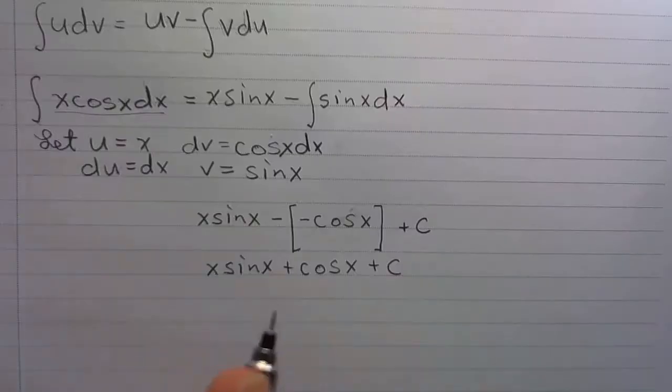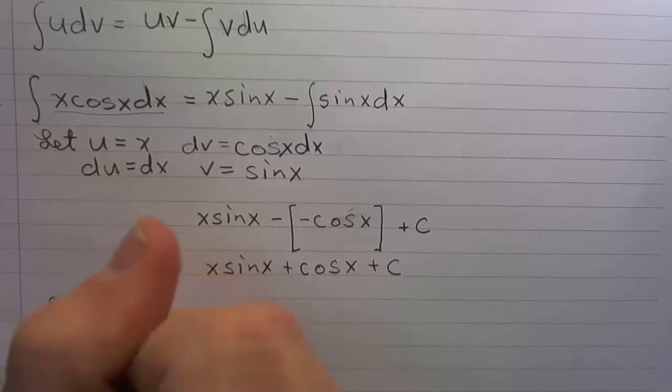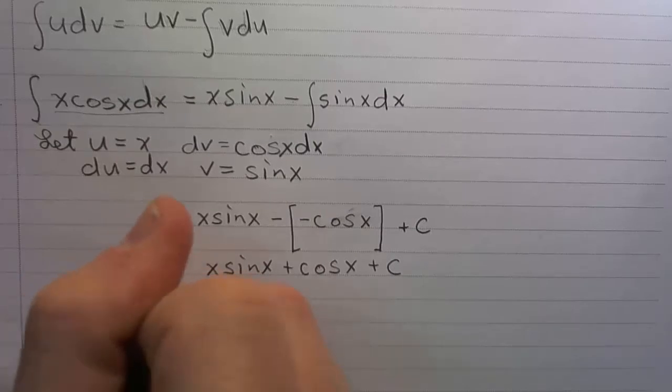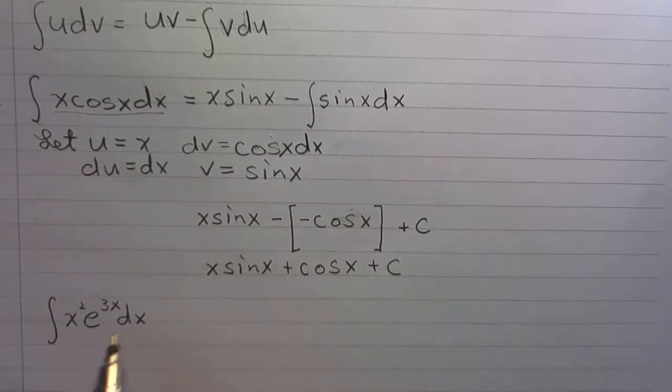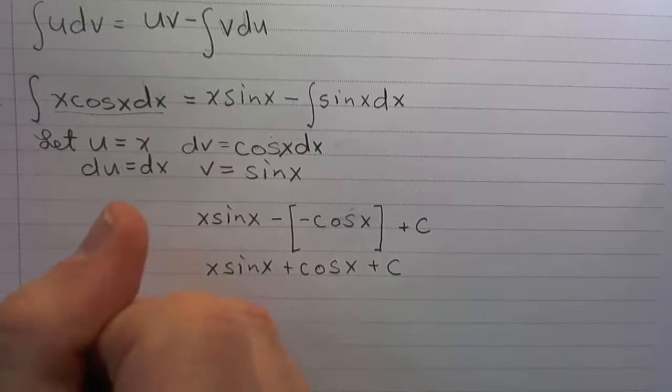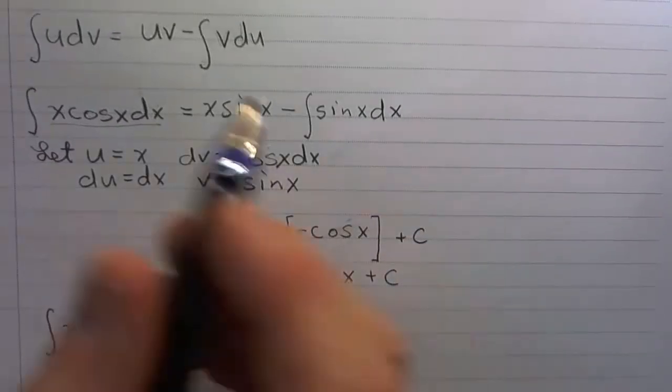Okay, let's look at another one. Let's suppose I've got x squared e to the 3x. Now this is another integration by parts one, and you can recognize these a lot of times because notice we have this exponential function here and a polynomial here, and it's a product. A lot of times when you have a situation like that, it's calling for integration by parts. So we're going to use this right here.